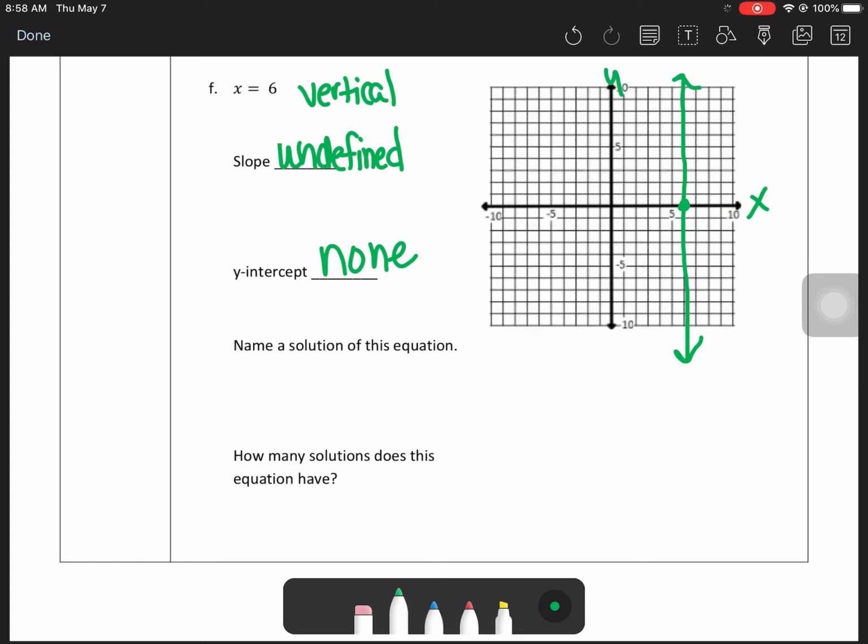But we could name another solution of this one. I'll put a blue dot right here. Another solution would be another point on the line. And that would be at (6, 1). And how many solutions are there? Since it is a line, there are infinite solutions.